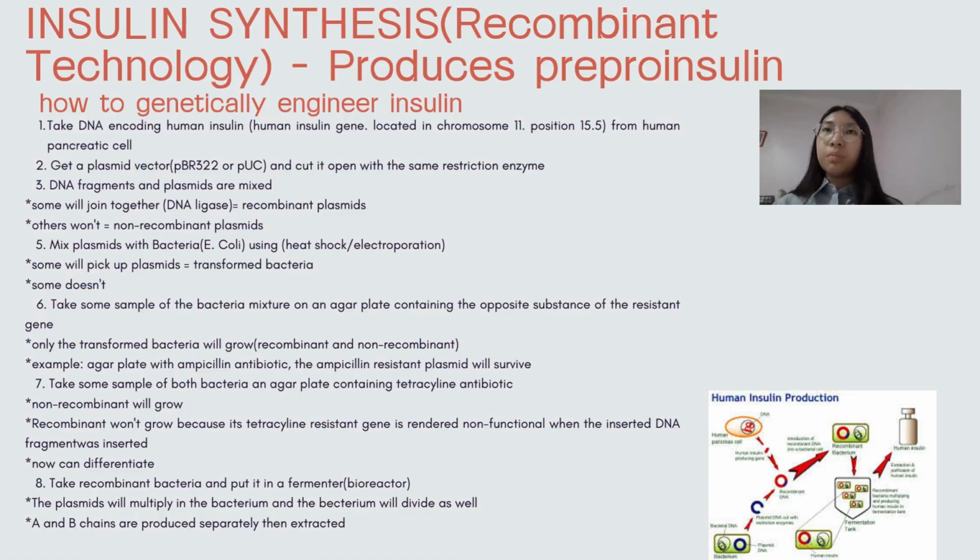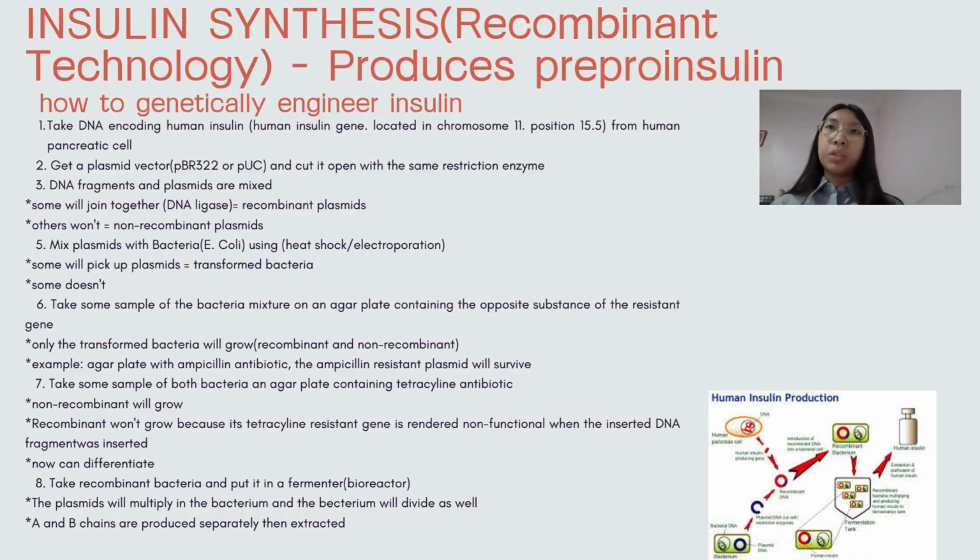The DNA fragments and plasmids will then be mixed. We have to note that some of the DNA fragments and plasmids will join together using DNA ligase, and will result in what's called recombinant plasmids. While some others would not join together, and that is what we call non-recombinant plasmids. And then we have to mix the plasmids with some bacteria or yeast.